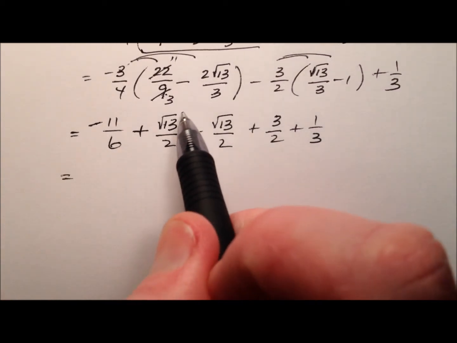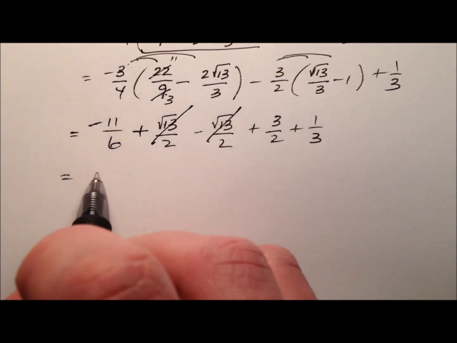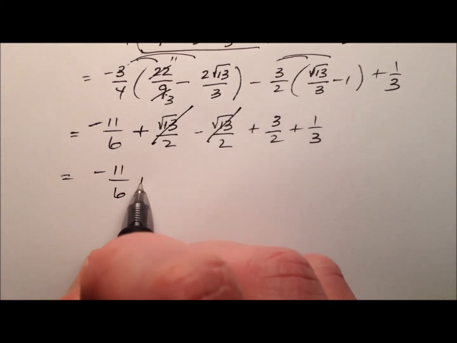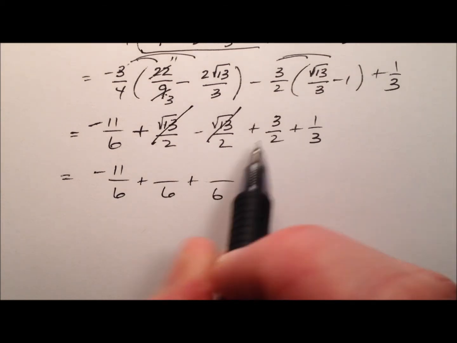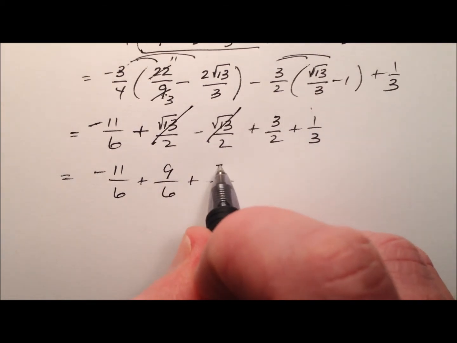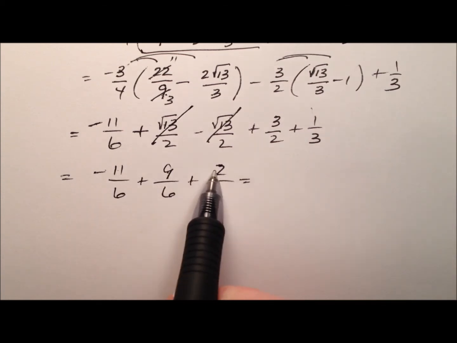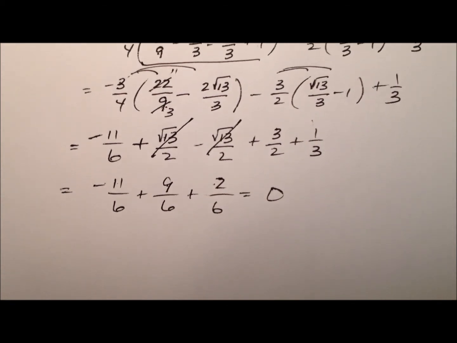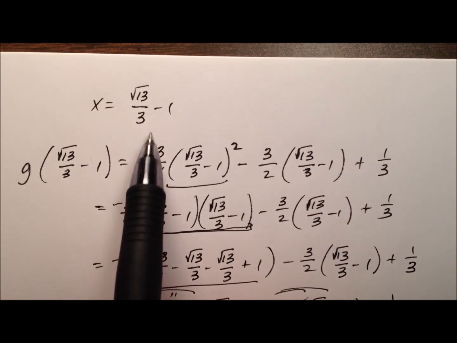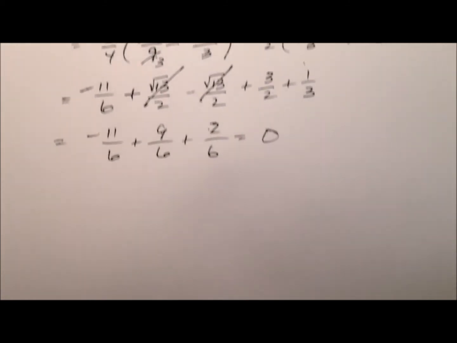All right, well, this positive radical 13/2 and the negative radical 13/2 cancel out, and so I have -11/6 plus, and let's go ahead and get common denominators. I can multiply by 3 on top here and 2 on top here, and I'll get -11 plus 9, which is -2, plus 2, which is 0. That actually came out really nicely. So what that means is that this square root of 13 over 3 minus 1 is going to be a 0, or a root of our function.